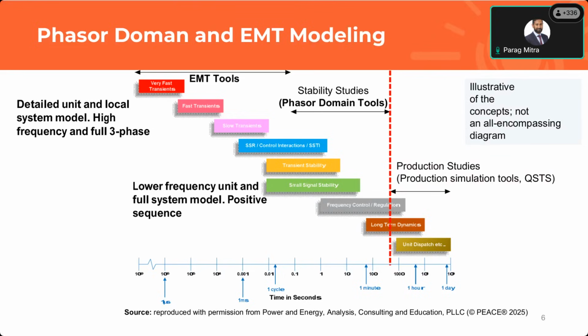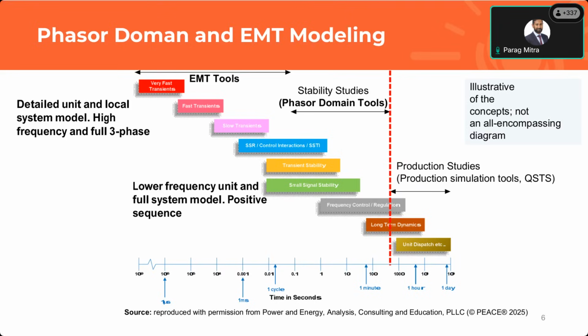So these are generally the very fast transients that happen. We are looking at the inner control loops of converter-driven devices, which have very high bandwidth. We're talking about instabilities related to phase lock loops, again, which happen at very high frequencies. And then certain interactions like subsynchronous resonances, subsynchronous controller interactions, which might happen at frequency ranges that are higher than 10 hertz. So that is where we use EMT tools.